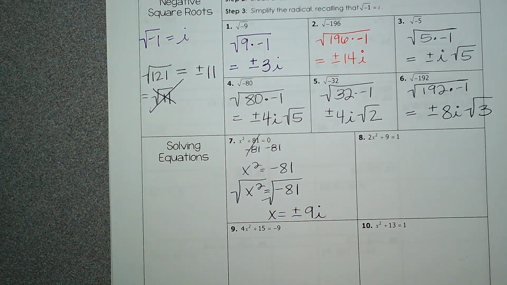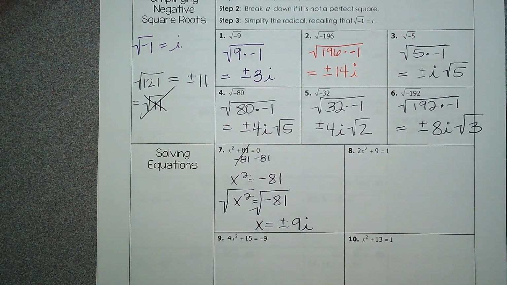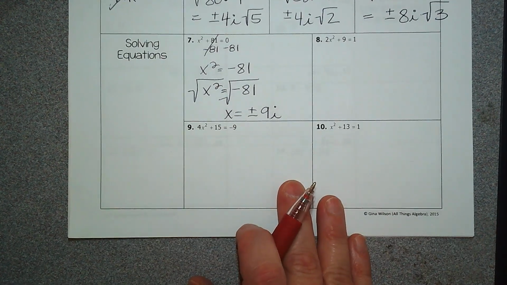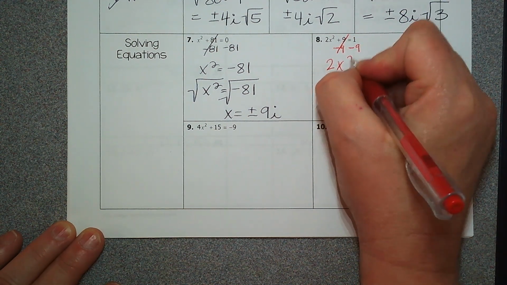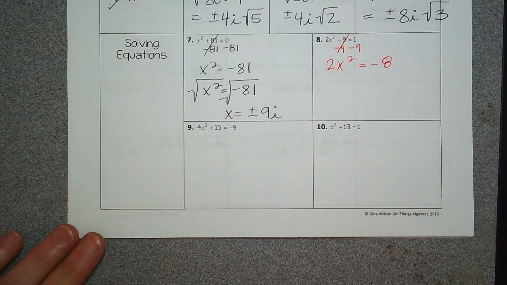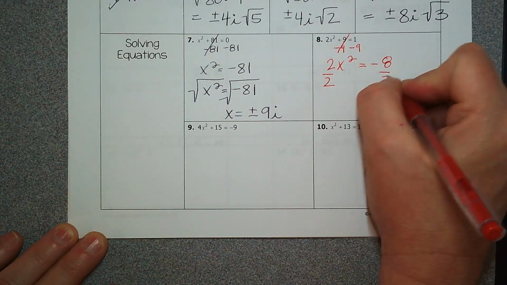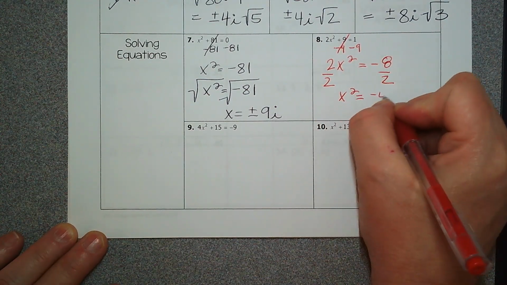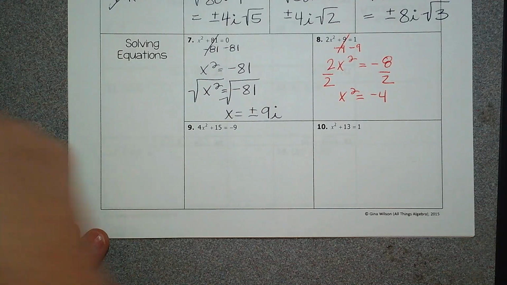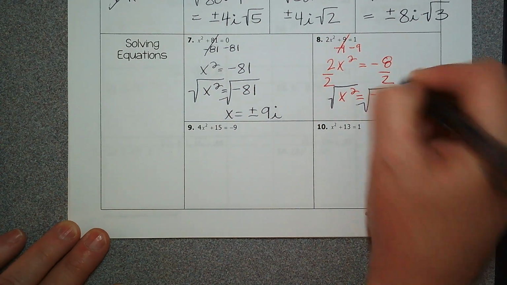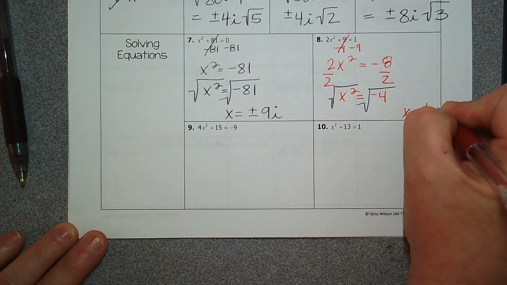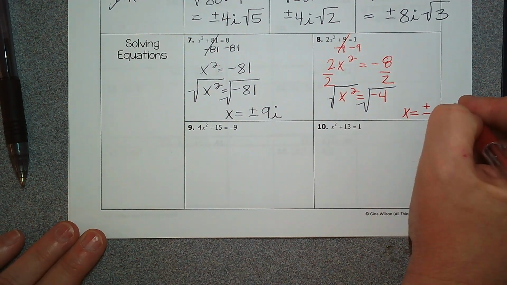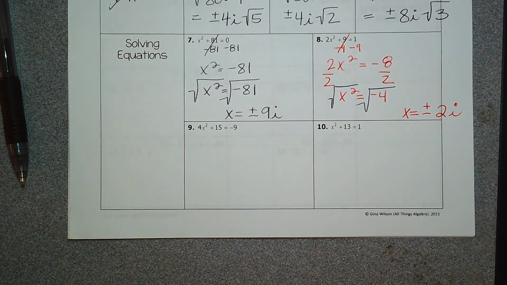Number 8. What do I do first? Subtract 9. And then divide by 2. That gives me x squared is negative 4. Take the square root of both sides. So x equals plus or minus what? 2i. If there's a negative under the radical, you should have an i in your answer.